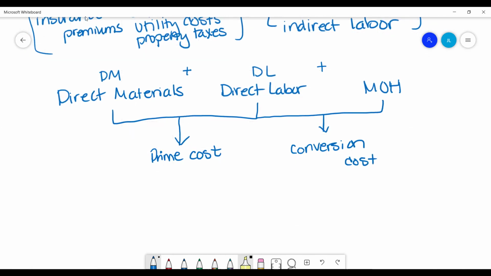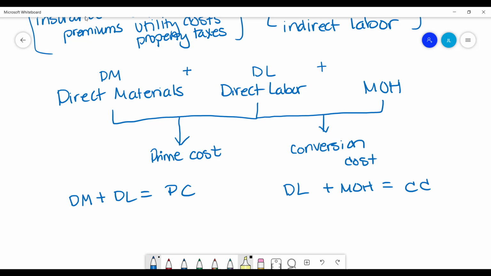Okay, so the shortened version of this, you want to write this down. You're going to need this. Direct materials plus direct labor equals prime cost. But at the same time, direct labor plus manufacturing overhead is going to equal my conversion cost.